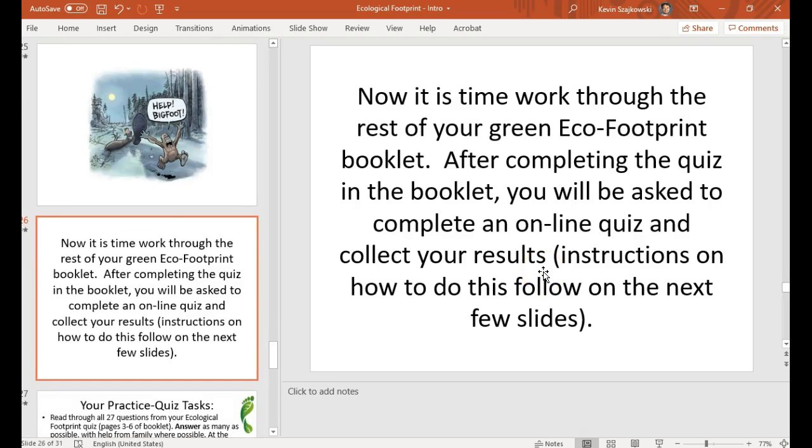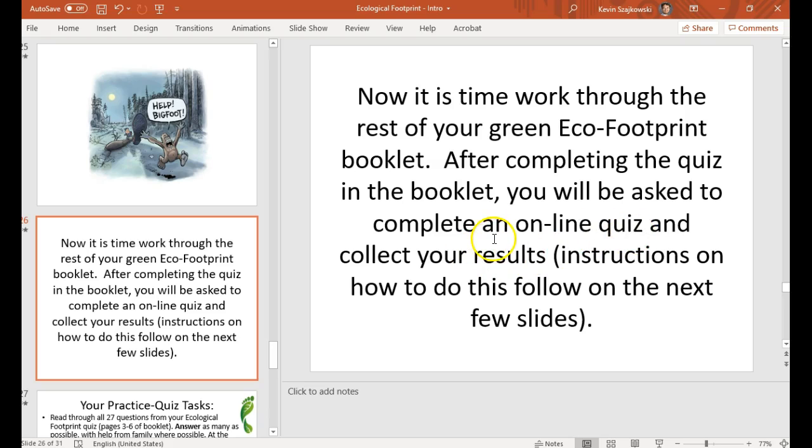So at this point, we move to some instructions, which again, I just want to sort of quickly run through with you here. We're getting a little long on the presentation. You're going to be asked in the coming days to complete the quiz in your green booklet, if you got a paper copy. If it's online, it's called the Eco Footprint Project Booklet. And there's a quiz in the middle part of that booklet that you need to try to do as a practice. It's got a bunch of questions.